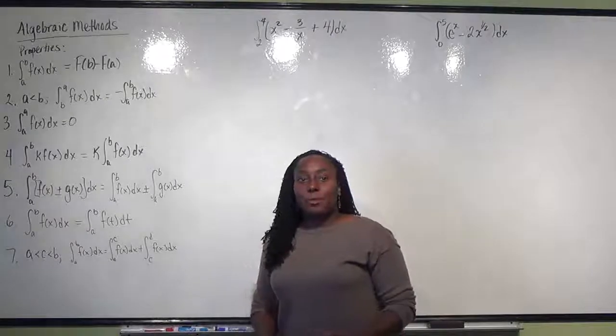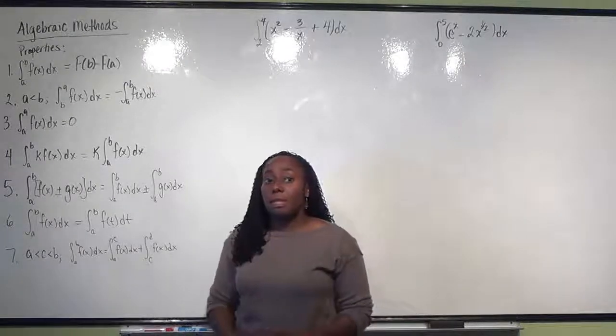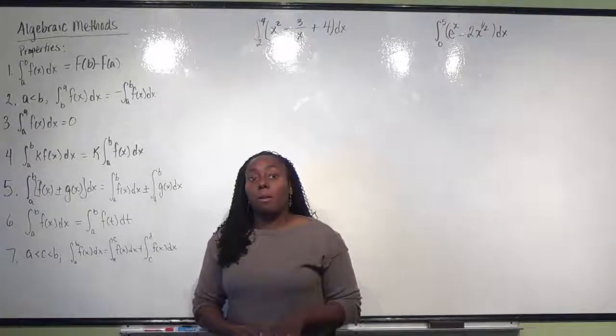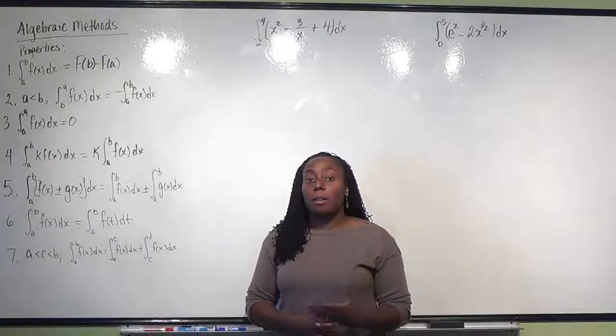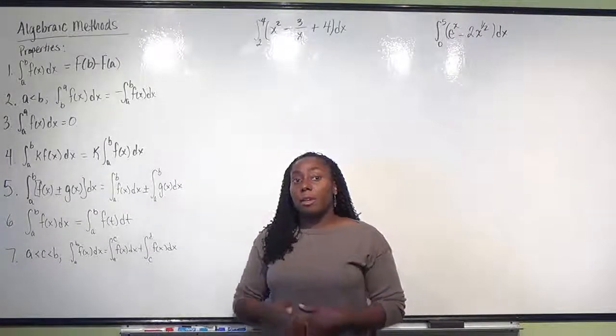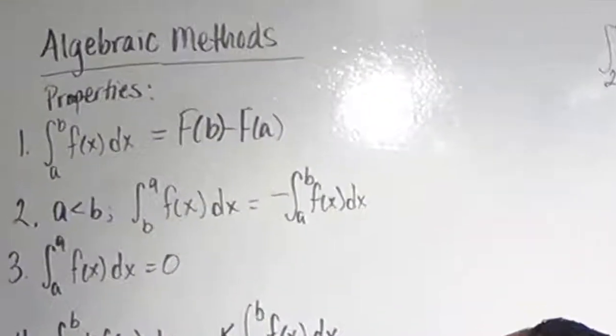In this last section, we're going to look at the algebraic methods behind finding the values for definite integrals. And so these are where all of our properties are going to come in. And a lot of these properties are going to be the same as the ones that we had for indefinite integrals, except now we're going to have limits on them. Okay? And again, the algebraic methods just means that I don't have to use the definition to evaluate these.